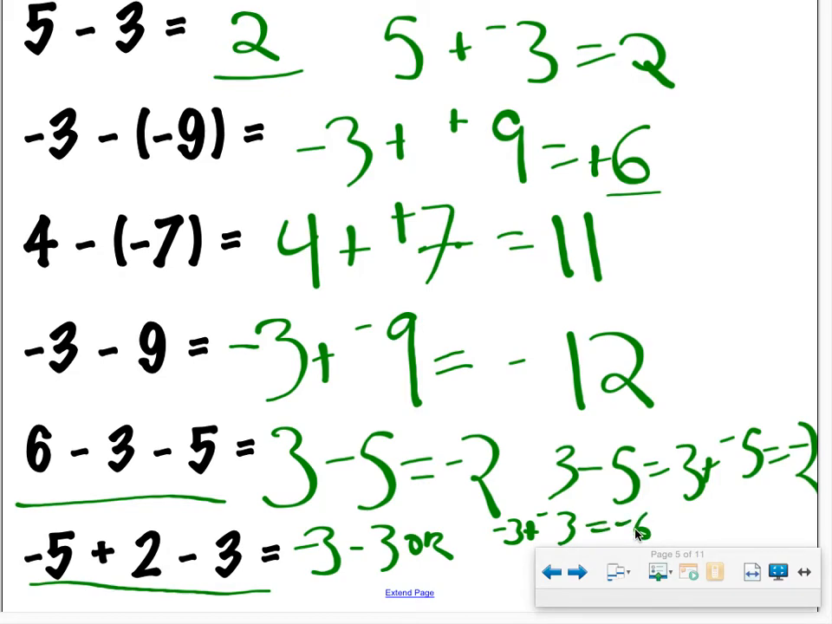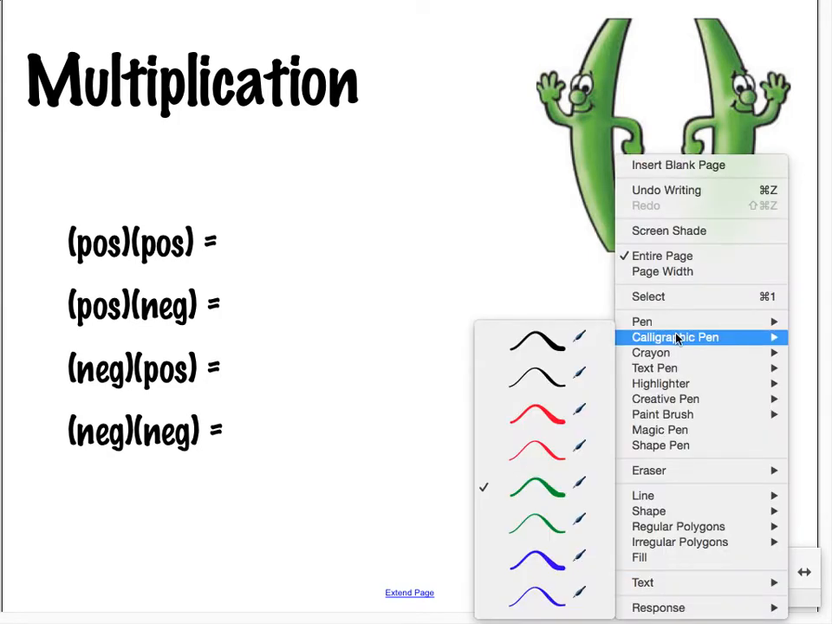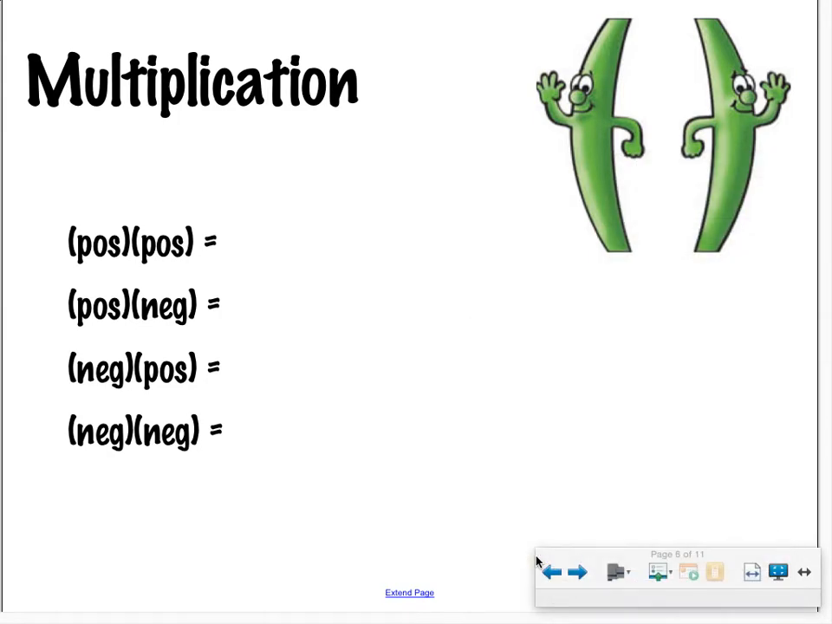All right. So moving on to multiplication. So we talked about these algorithms a good bit. Let's refresh them. So a positive times a positive is always a positive. A positive times a negative is a negative. A negative times a positive is a negative. And a negative times a negative is a positive. So you just need to know that.